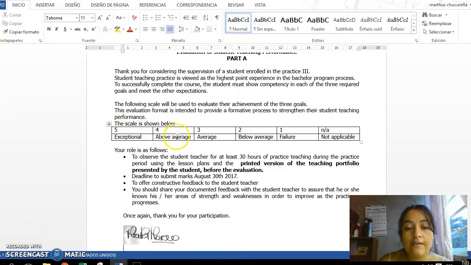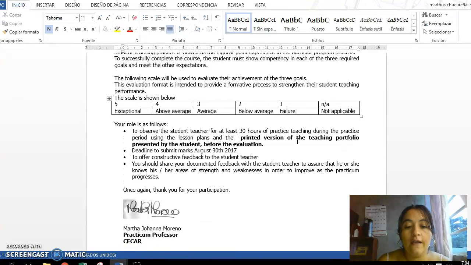So: exceptional, above average, average, below average, and failure is better in English. If you're going to translate it: excelente, muy bueno, bueno, aceptable y no aceptable. Don't put bad because it's not a good adjective. And here they are telling your advisor teacher what he has to do. Observe the student teacher for at least 30 hours. You have to have taught at least 30 hours in order to do this evaluation.